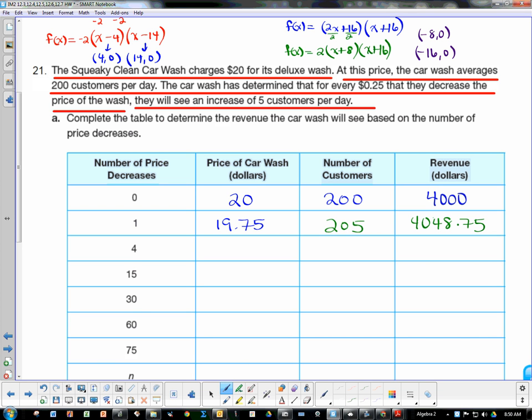All right, I want to save time in this video here. We'll do one more line here. Now, if we decrease the price 4 times, that means how much have we reduced the price altogether? $1. So we're going to go down to $19. That means that the number of customers is going to increase by 4 times 5, which is 20. How many customers now? 220. When we multiply those two to find the revenue, it's $4,180.